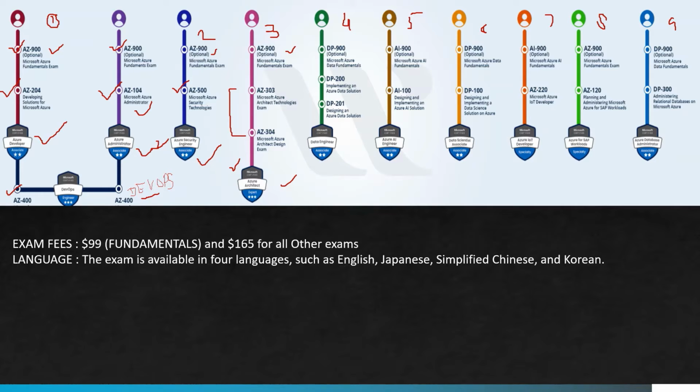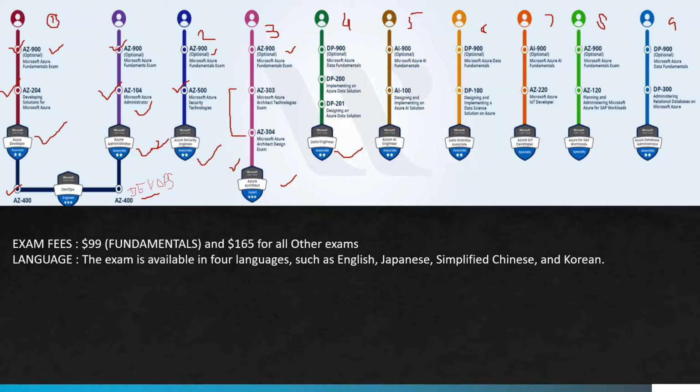Now fourth level certification is for Azure Data Solution. So for this, if you want to work as a data engineer, then you need to pass DP 200 and DP 201, both the exams. Once you pass both the exams, then you will be awarded as an Azure data engineer.